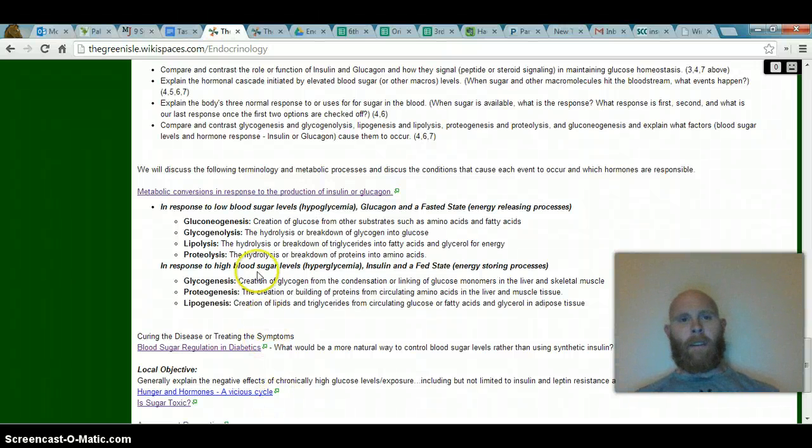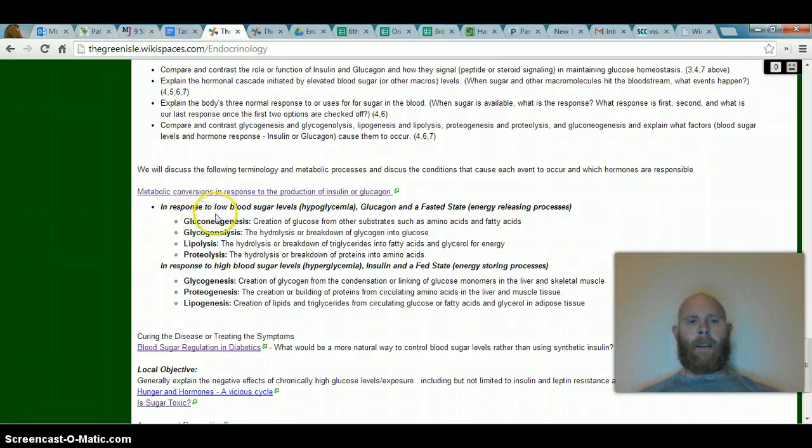Hey guys, we're going to talk about this concept right here, being able to compare and contrast glycogenesis, glycogenolysis, lipogenesis, and lipolysis, proteogenesis, and proteolysis, and then this final last term here, gluconeogenesis. These are all metabolic processes that occur as a result of either high blood glucose levels or low blood glucose levels. Down here, this link right here will take us to a resource we're going to take a look at in just a second.